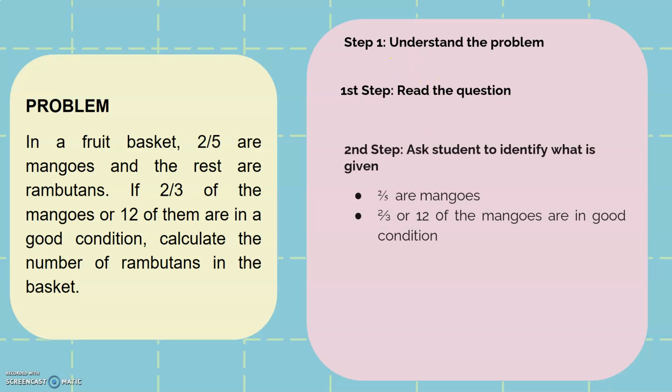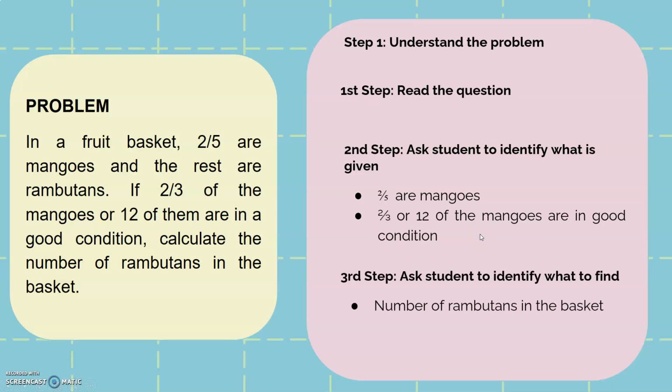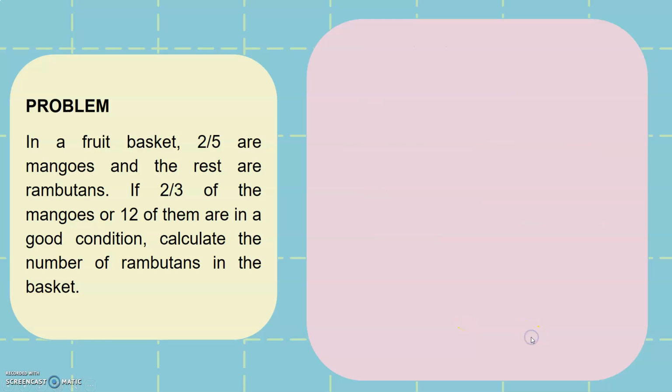After that, followed by the second step, I will ask them to identify what information they can get from the problem. They will answer that they get 2/5 are mangoes and 2/3, or 12, of the mangoes are in good condition. Followed by the third step, I will ask them what we need to find from the problem given. They will answer, we need to find the number of rambutans in the basket.